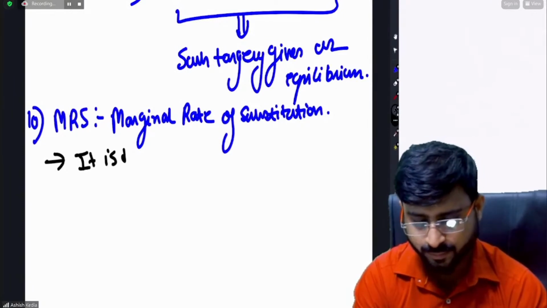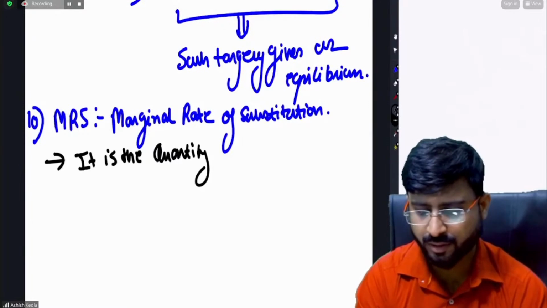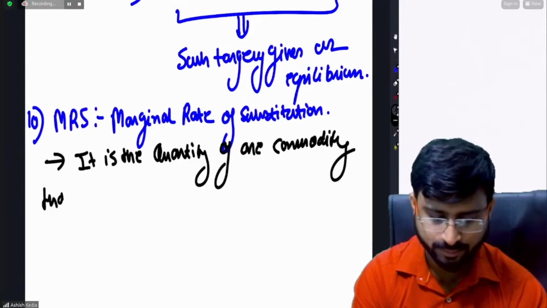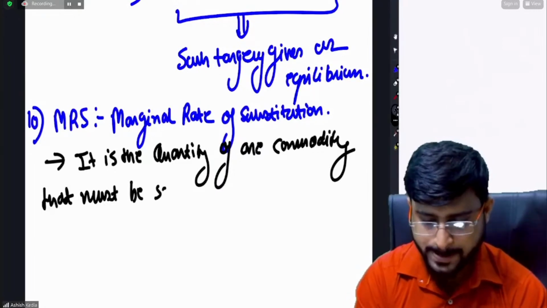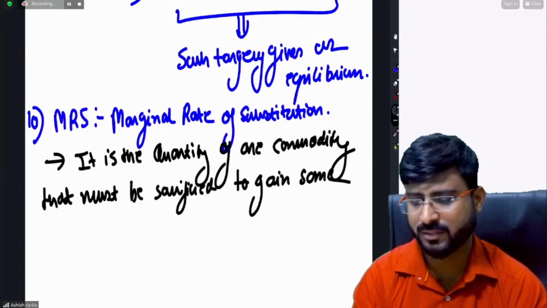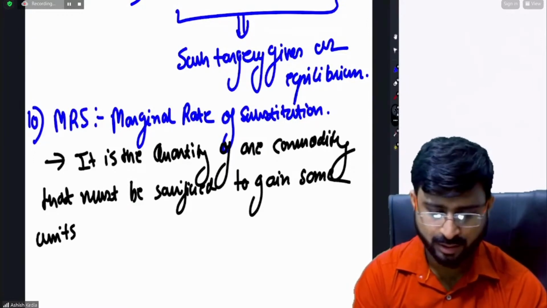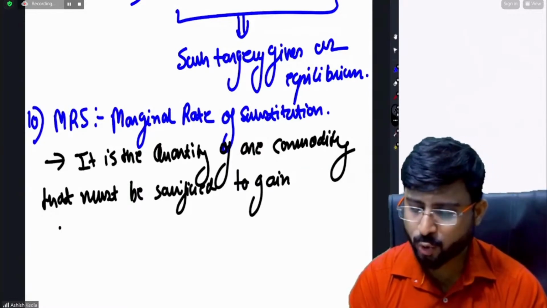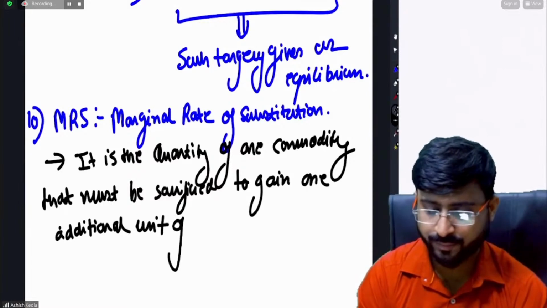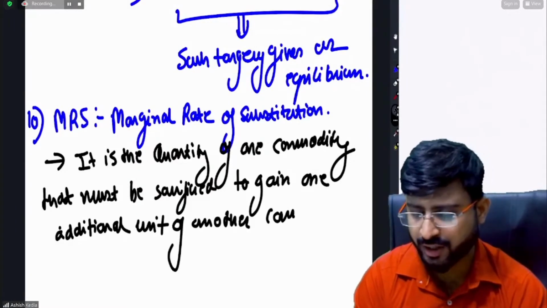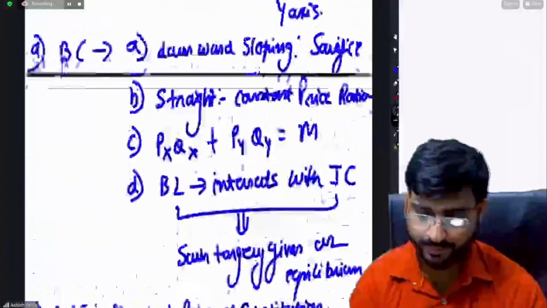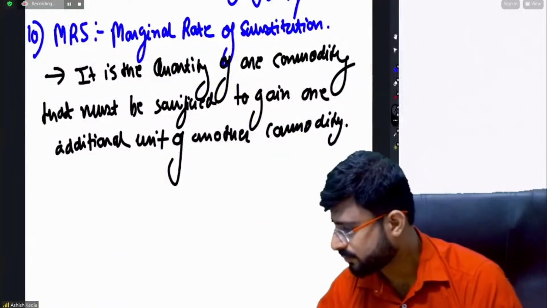It is the quantity of one commodity that must be sacrificed to gain one additional unit of another commodity. Correct.